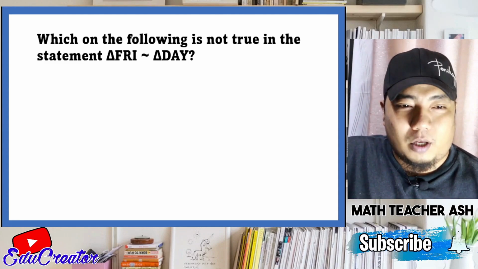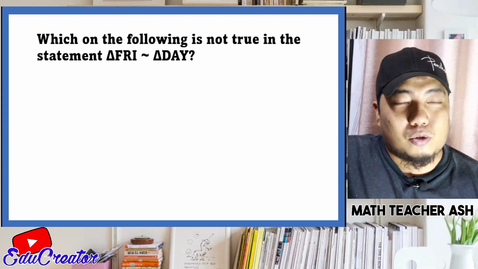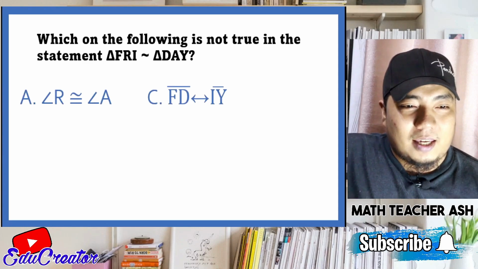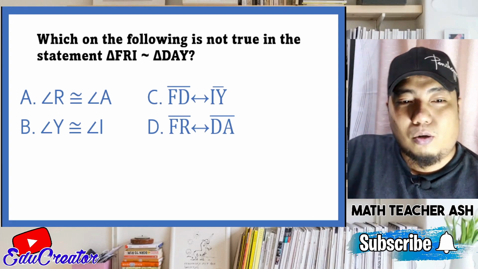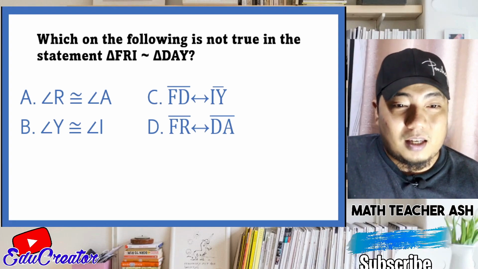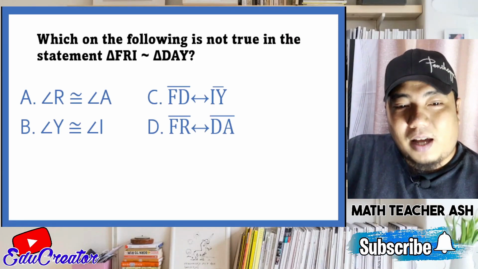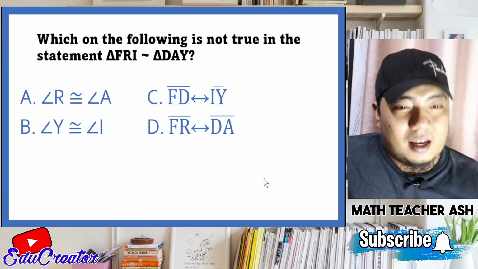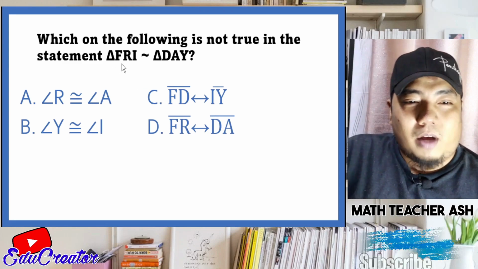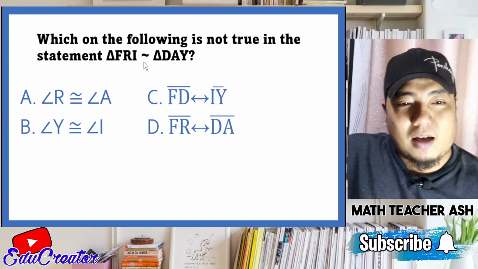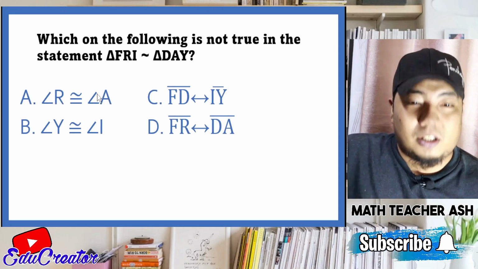Which of the following is not true in the statement triangle FRI is similar to triangle DAY? Is it A, angle R is congruent to angle A, B, angle Y is congruent to angle I, C, side FD is corresponding to side IY, or D, side FR is corresponding to side DA. Now my dear math learners, the triangle is FRI and DAY. So F corresponds to D, R corresponds to A, I corresponds to Y. So R and A, let's check. R and A, they correspond. So this is correct. This is true.